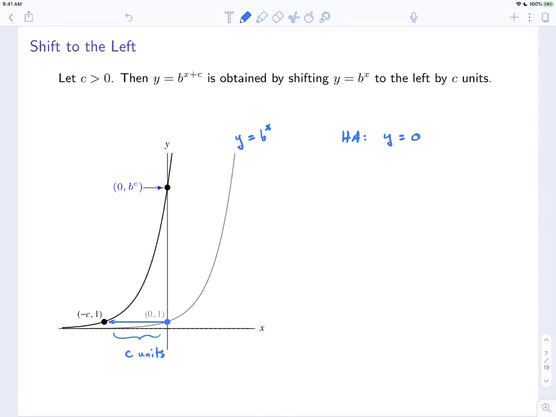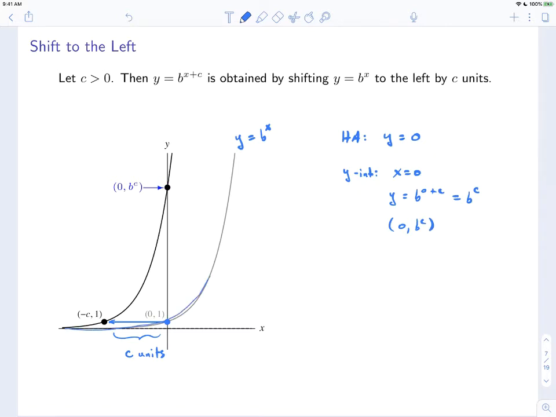What about the y-intercept? Well, again, that's just where x is equal to 0. So you have that y is equal to b to the 0 plus c, which is b to the c. So the y-intercept is 0 comma b to the c, which is what you see here. Now in this picture, b is bigger than 1. So when you raise it to the c power, you're getting something bigger. That's why it's higher up. But this is obtained just by shifting to the left.